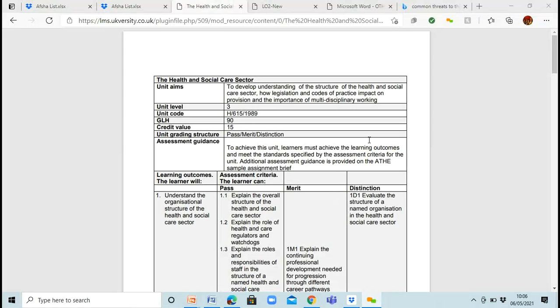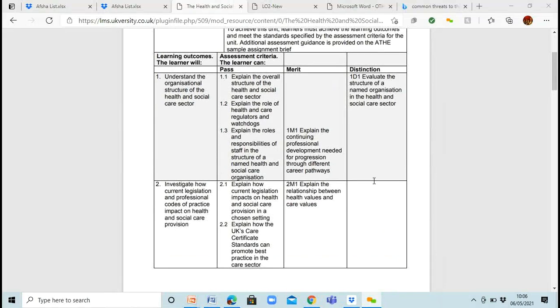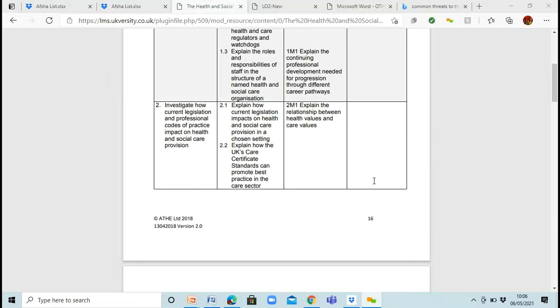We're looking at the health and social care sector again today, but we're looking at learning outcome 2. Now, this learning outcome, like I've just mentioned, has a lot of legislation that we'll be covering. Learning outcome 2 is investigate how current legislation and professional codes of practice impact on health and social care provision. There are 3 assessment criteria, 2 for the pass and 1 for the merit. There's nothing in the distinction column here.